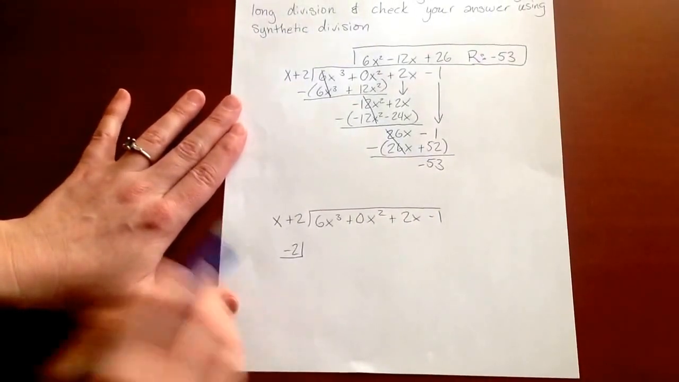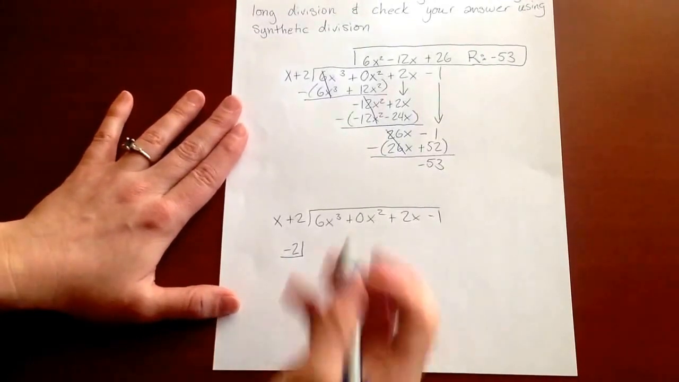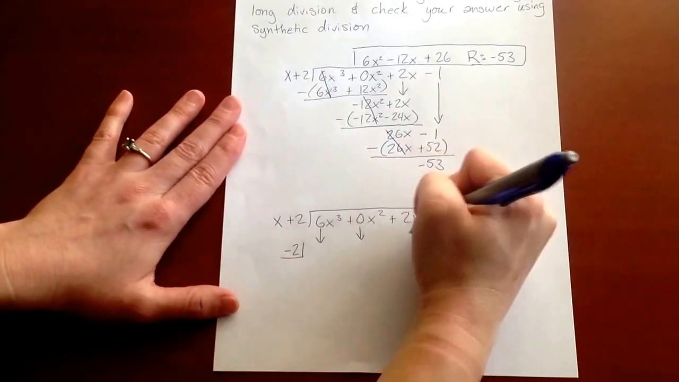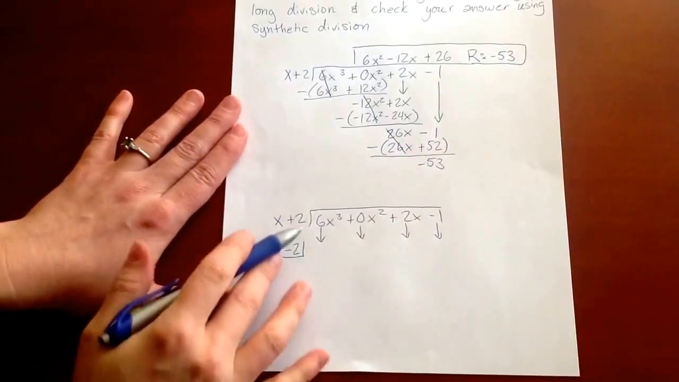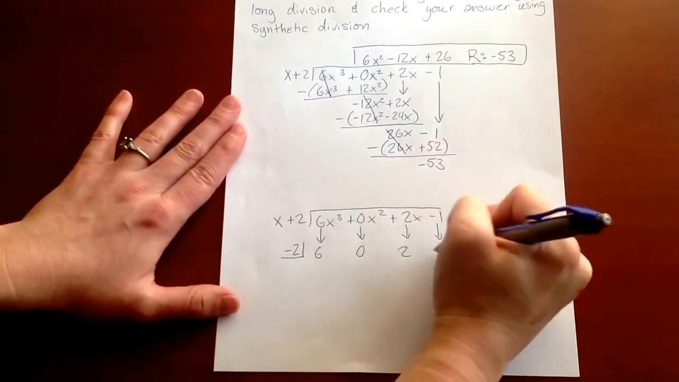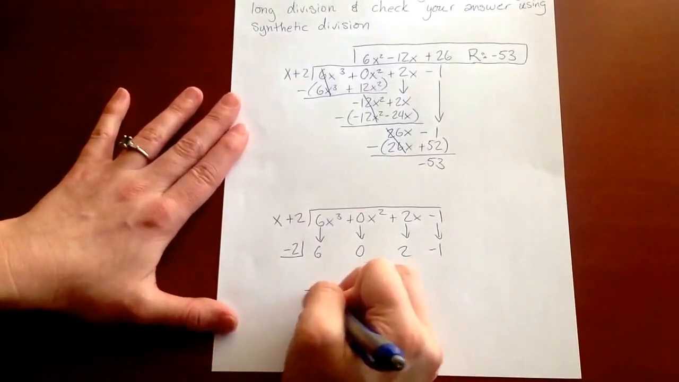I put it in a box to keep it separate from the next few things which we're going to bring down, and that's all the coefficients. We're going to bring down the 6, the 0, the 2, and the negative 1. Make sure you bring down the signs associated. So 6, 0, 2, and negative 1. Leave a little space and draw a line.